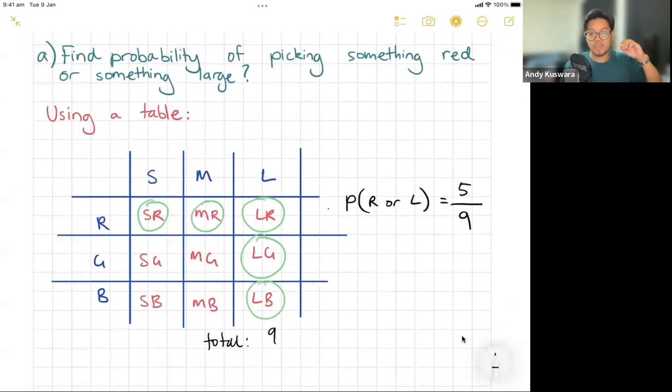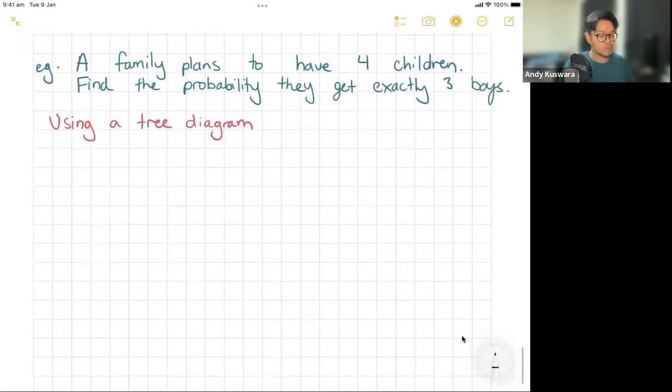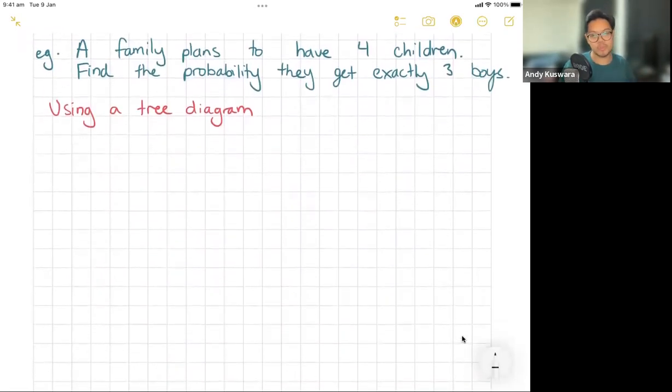Probability is always going to be the number of favorable outcomes over the number of total outcomes. So let's take a look here. A different type of question. A family plans to have 4 children. Find the probability that they get exactly 3 boys.